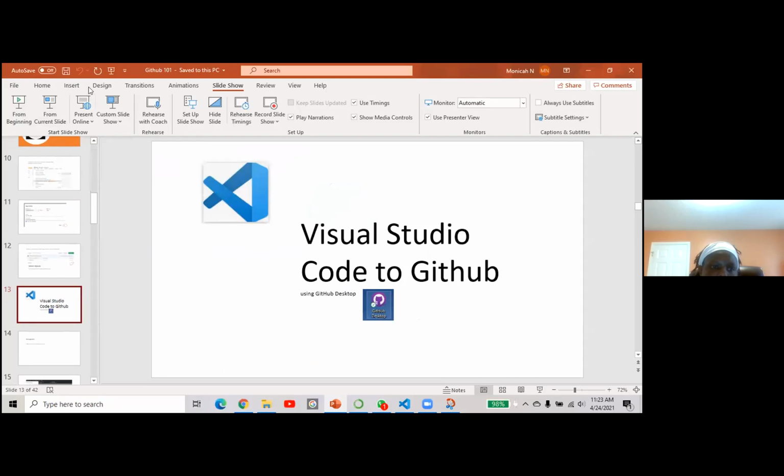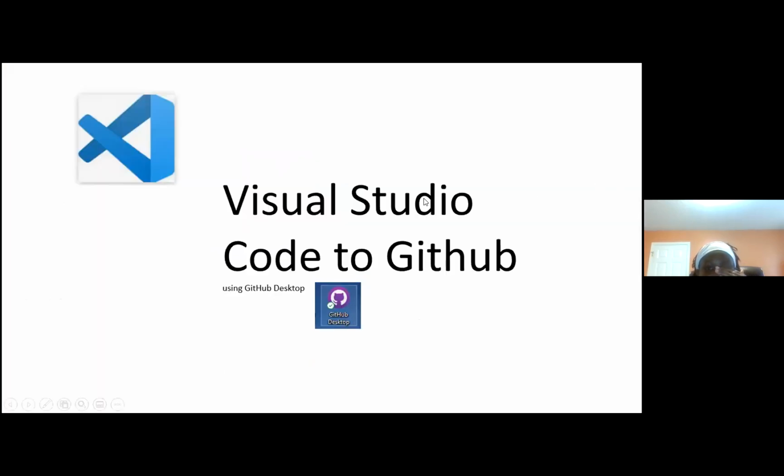Okay, so the last one that I'll be presenting is VS Code to GitHub, okay? Now, if you're in VS Code and you want to upload without using the GitHub desktop, you would just follow the same procedure as we did in Colab, or in Jupyter Notebook.